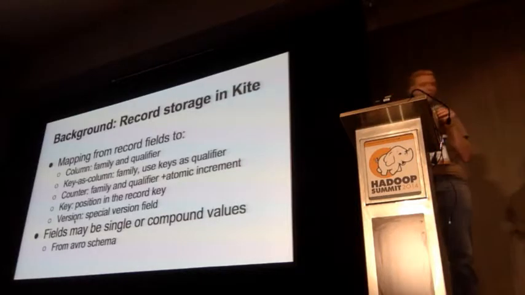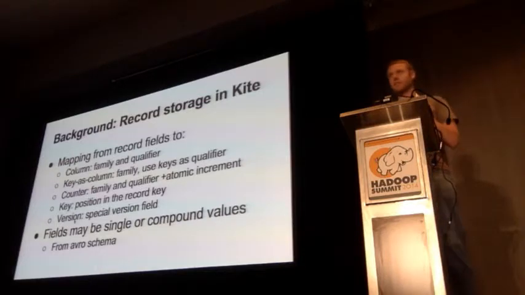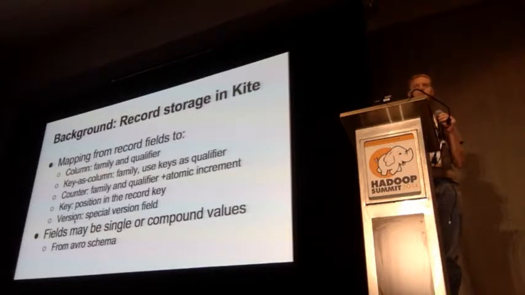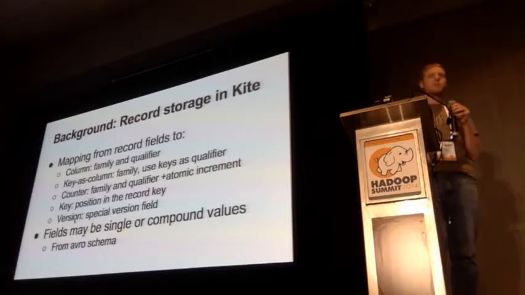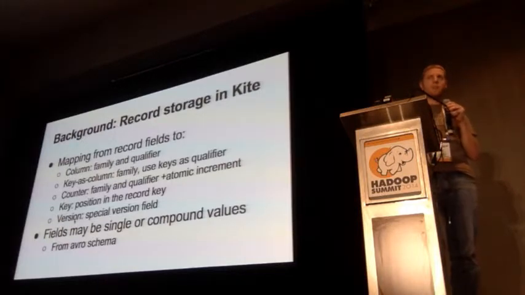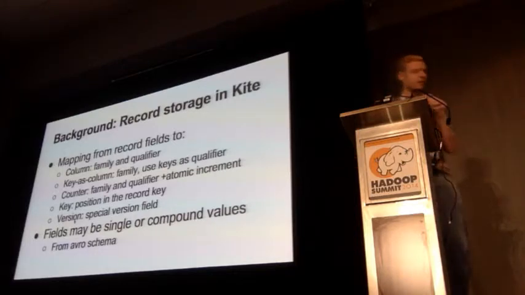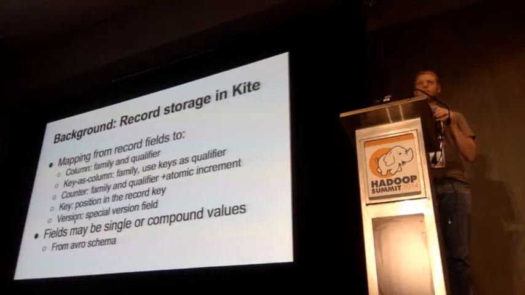Okay, so I'm going to skip what Kite is. I don't think this is all that relevant. The takeaway from this slide is really that we want to store bits of a record as columns in HBase. They might be complex records. It might be something where I'm taking a map and shredding that across several columns, and it needs to have the underlying support for things like atomic operations.